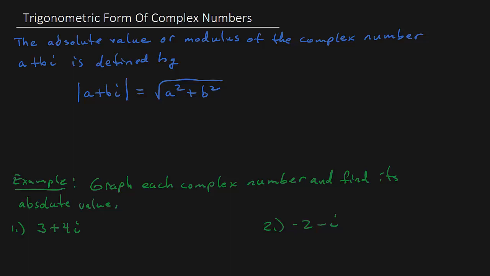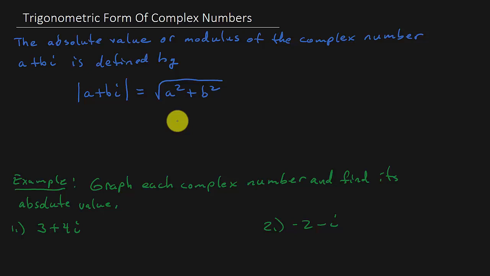The absolute value or modulus of the complex number a plus bi is defined by: the absolute value of a plus bi is equal to the square root of a squared plus b squared. That's the absolute value.